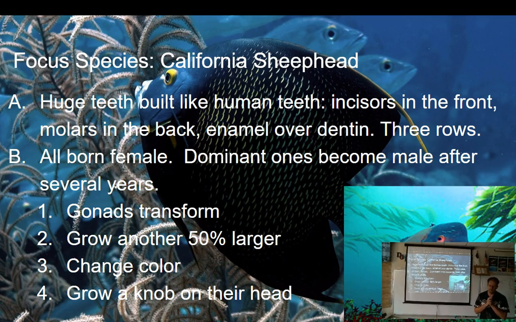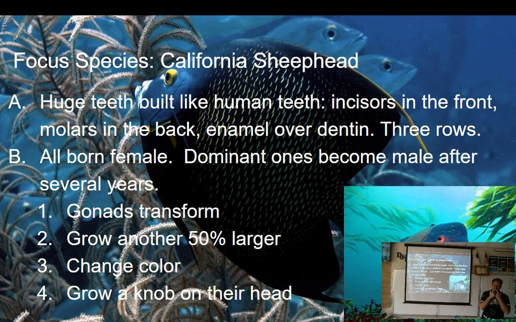Man, let me tell you, you take a fillet of sheep's head, wrap it in some foil with half of an orange and some butter, put it next to a campfire. Oh, forget about it. It's so good. These guys have huge teeth, and they look like human teeth. I'll show you a picture in a minute.